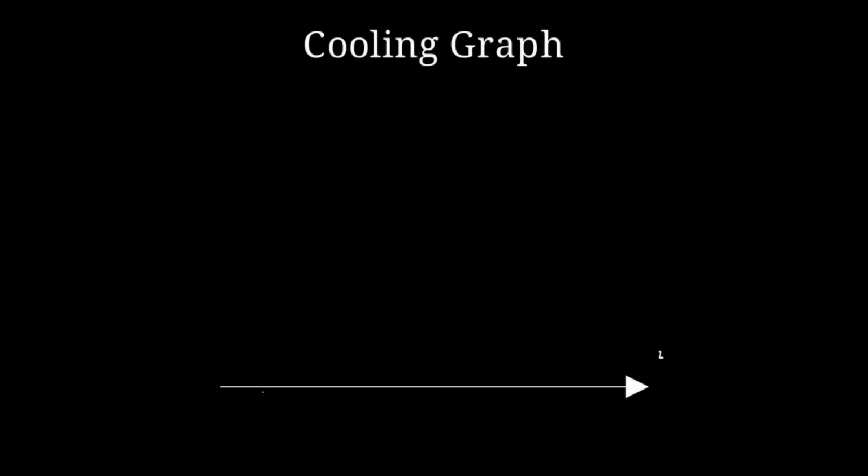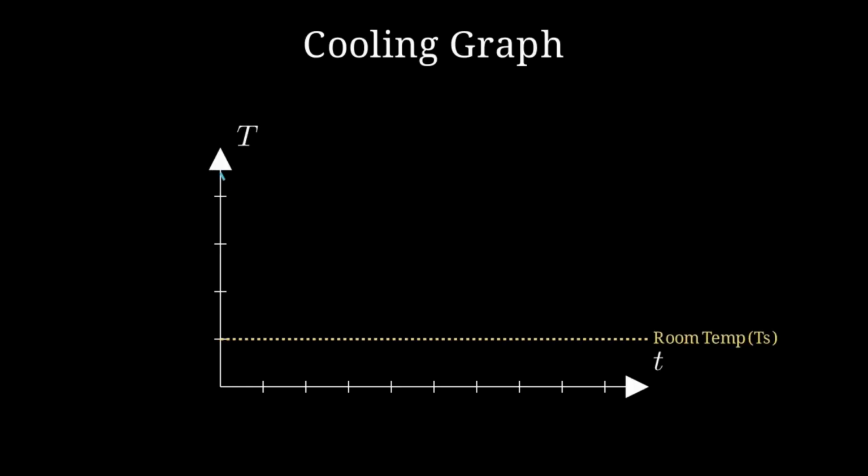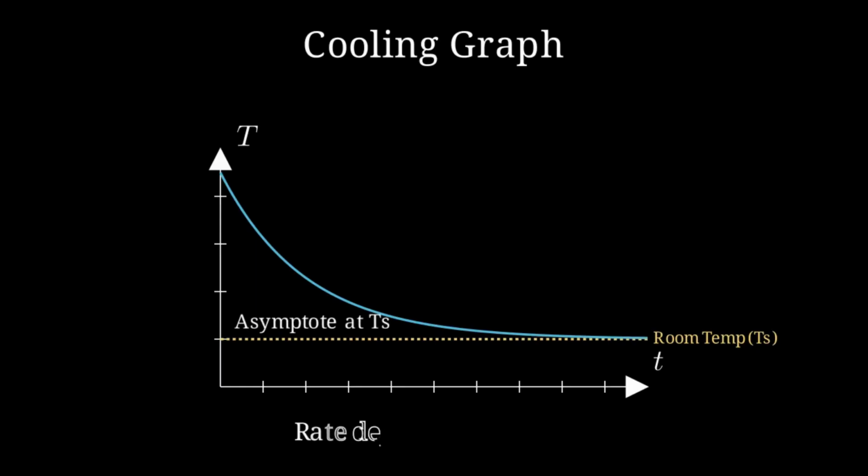On this graph, you see the temperature approaching the room temperature of 20 degrees. The rate of cooling is fastest when the coffee is hottest. As the temperature difference shrinks, the cooling slows down. The horizontal dashed line acts as an asymptote, a limit that the function approaches but never quite crosses.